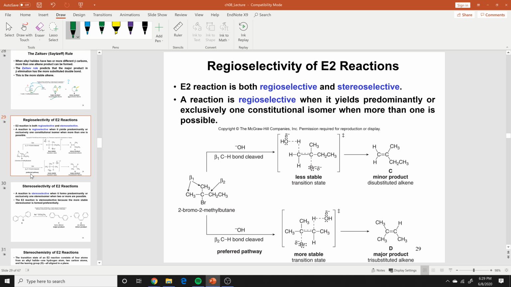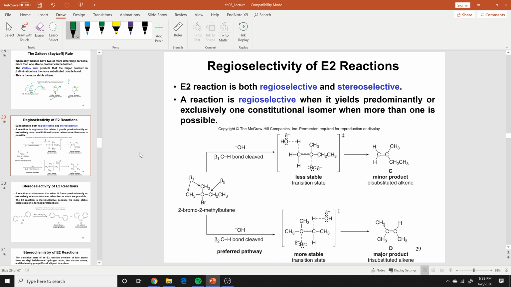With respect to the regioselectivity of the E2, as we said, what determines the majority of the product, or what determines if the product is major or not, is the transition state. So if the transition state is stable, then the product is stable. If the transition state is not stable, the product is not stable.